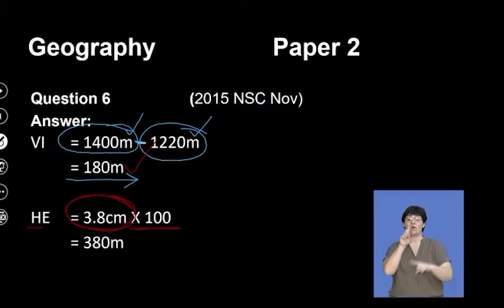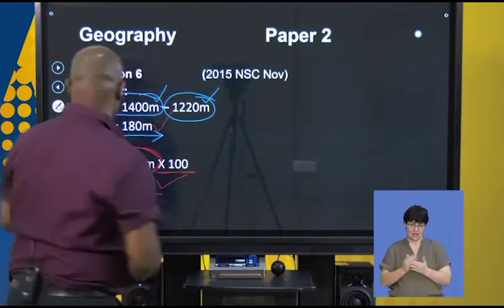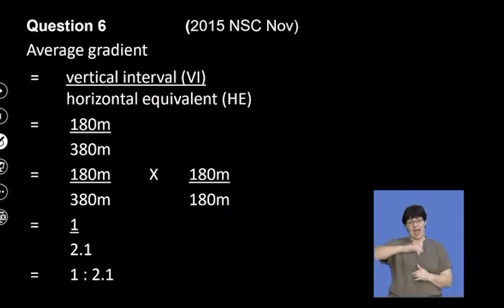Multiplying by 100 because I want my answer in meters. 3.8 centimeters times 100 is equal to 380 meters. Now that I've got my two variables, I can insert them into my formula and calculate the gradient. So the average gradient is as follows.